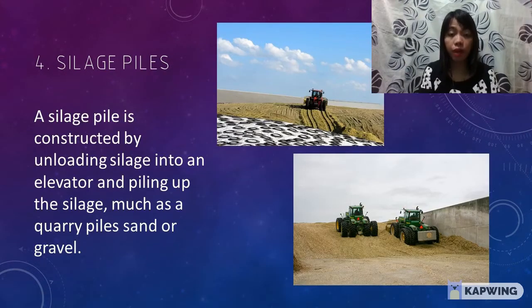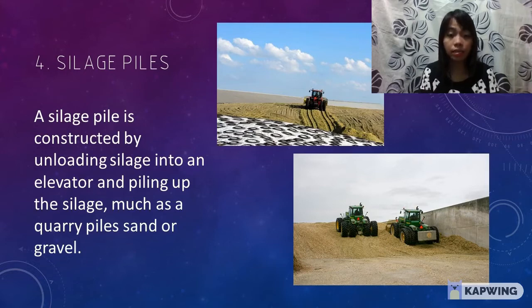And for the last type, we have silage pile. A silage pile is constructed by unloading silage into an elevator and piling up the silage, much as a quarry piles sand or gravel. Silage is a feed that has been preserved by acidification, the result of fermentation in the absence of oxygen. Any green crop with adequate water-soluble carbohydrates, sugars, and the correct moisture content can be cut, chopped, and stored inside. Suitable crops include corn, beans, and other cereals.